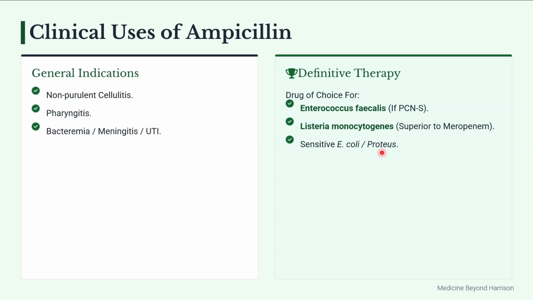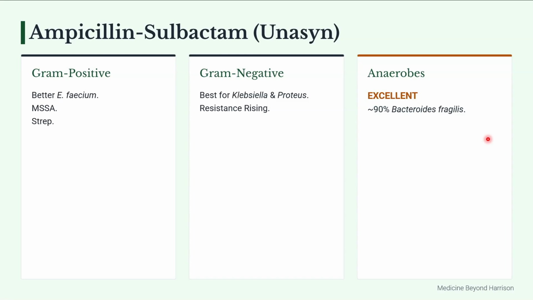It's also sensitive to E. coli and Proteus, but it is not the first line drug. For Listeria monocytogenes, it's even superior to meropenem. Ampicillin is better than for Enterococcus faecium.